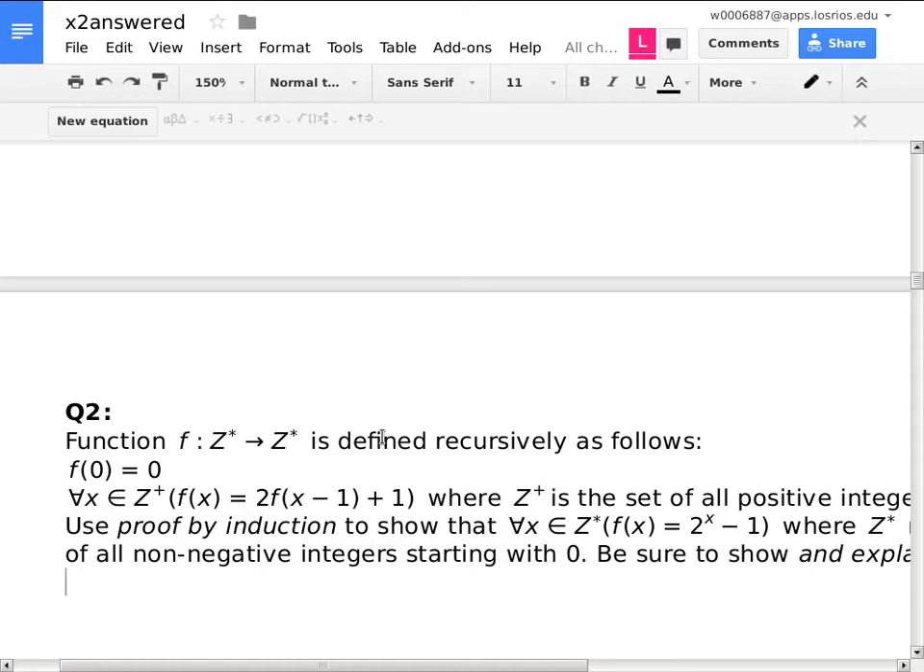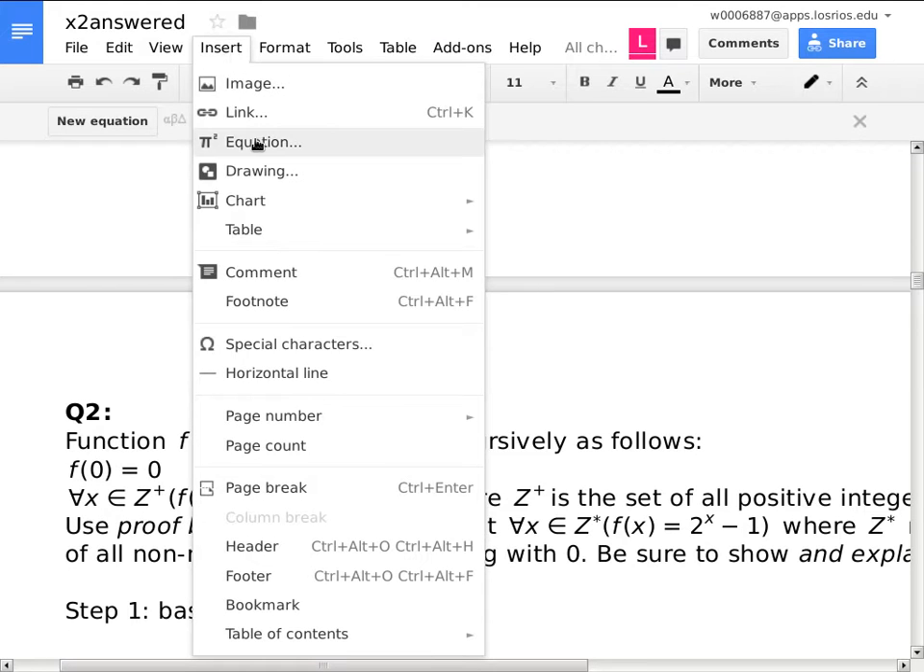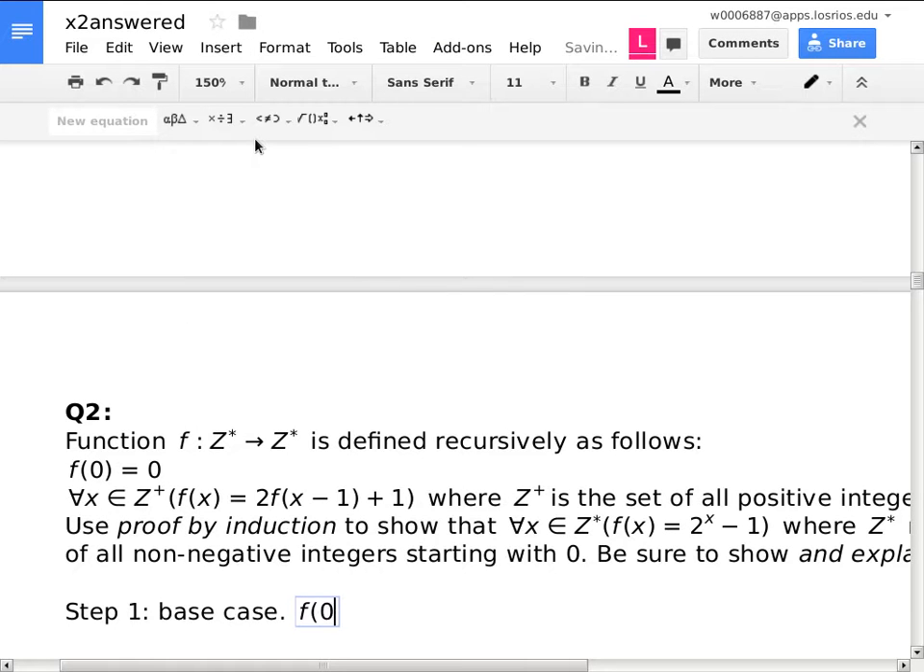Okay. So to finish the proof, the first thing we need to do, because this is proof by induction, is that we have 2 distinct steps. So step 1 is the base case. In this case, the base case is pretty much spelled out. The base case is saying, okay, f of 0. Let me insert equation. f of 0 is 0 by definition. Okay, that's not a big deal.